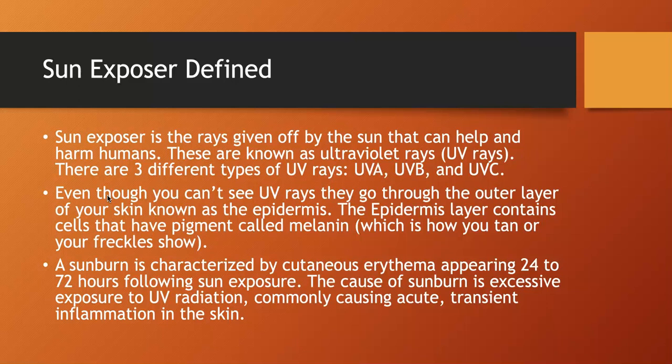Even though you can't see UV rays, they go through the outer layer of your skin known as the epidermis. The epidermis layer contains cells that have pigment called melanin, which is how you tan or how you show your freckles. A sunburn is characterized by cutaneous erythema appearing 24 to 72 hours following sun exposure. The cause of a sunburn is excessive exposure to UV radiation, commonly causing acute transient inflammation in the skin.